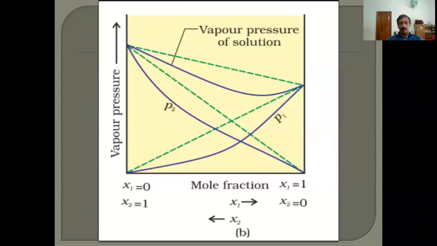It's a graph. The dotted line represents ideal behavior, and here you can see the total vapor pressure, which is shown by a negative curve. There is also a negative curve.